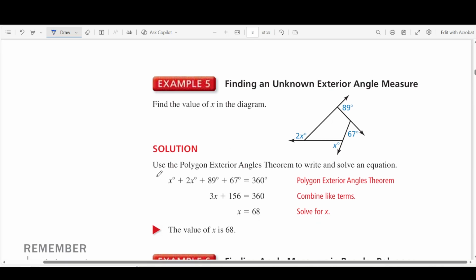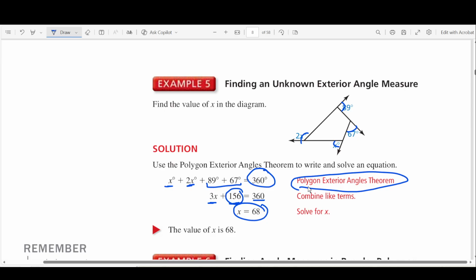If you are given the exterior angles of the polygon, there is a polygon exterior angle theorem, which says that all these angles, these are exterior angles, outside this polygon, also add up to 360 degrees. So if you just add them, x and 2x is 3x, and 89 plus 67 is 156. If you subtract this from 360 and then divide the answer by 3, you get the x value. Okay?